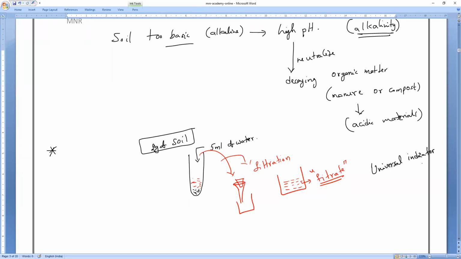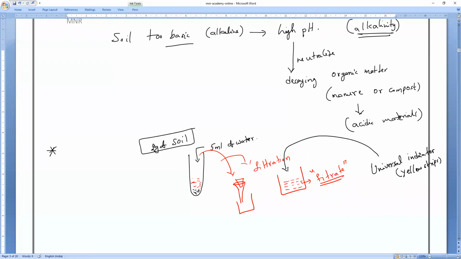So what is the color of the universal indicator, everybody? Yellow in color. Yellow strips. Yes or no? So dip it in this. If you dip that, you'll get the color also. Is it right or wrong, all of you? So you will get a change in color.